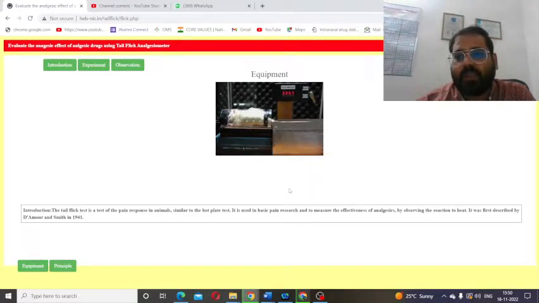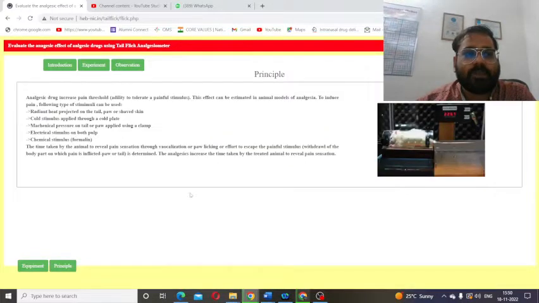to heat. It was first described by D'Amour and Smith in 1941. There are some principles behind it. The principle is that an analgesic drug increases the pain threshold, that is, the ability to tolerate a pain stimulus. This effect can be estimated in animal models of analgesia.